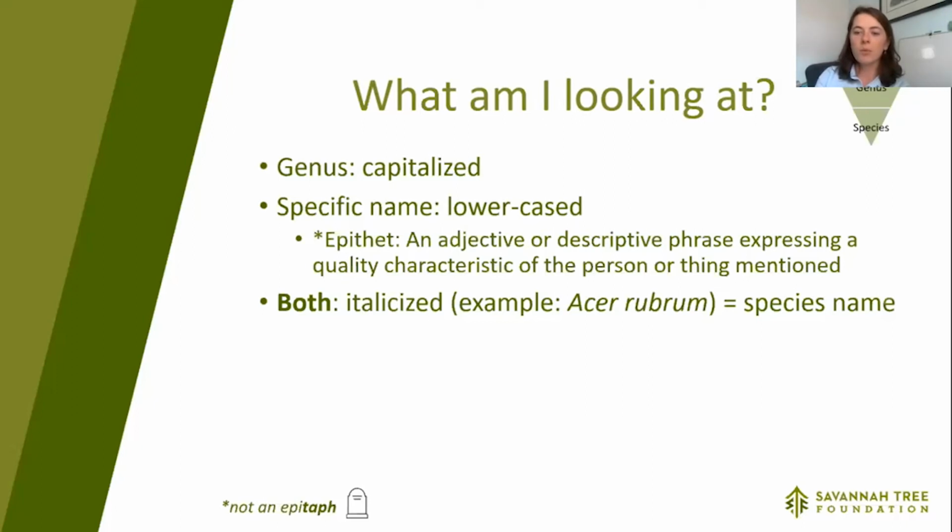So for example, red maple would be Acer rubrum. Acer is the genus and rubrum is the specific epithet. That means red. And an epithet is not to be confused with an epitaph.